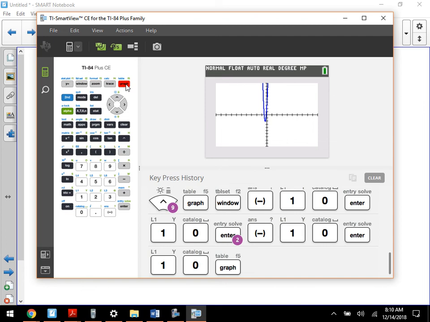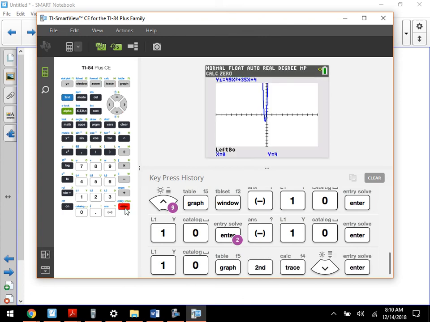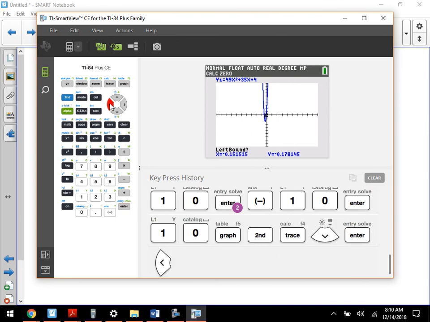So, why not do a calculate? Second, calculate. 0. Go to the left of it. Go to the right of it. Oh, that's a really crummy 0. That's not going to help us very much, is it? Okay. So in this case, we might actually have to do some work.